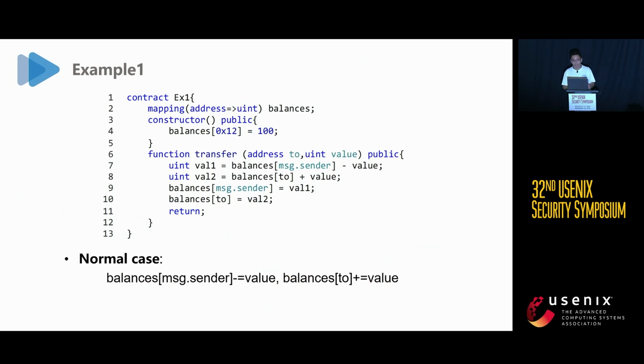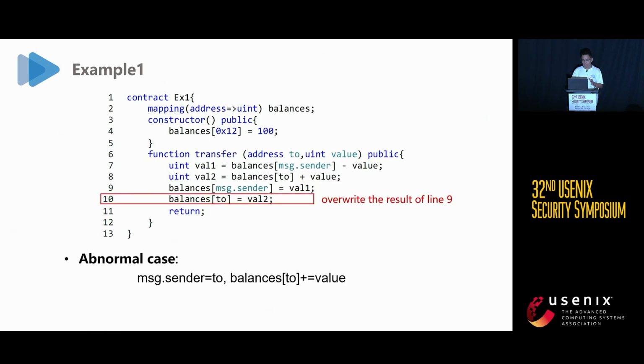Here, we first introduce an example. This example is used to transfer tokens, and the mapping type variable in line 2, balances, denotes the token balances of accounts in different addresses. And the function transfer is used to transfer tokens from one address to another address. In normal cases, when this function is invoked, the token balance of message.sender will decrease, and the token balance of 2 will increase. However, consider an abnormal case.